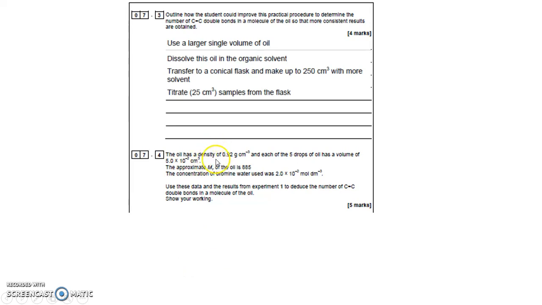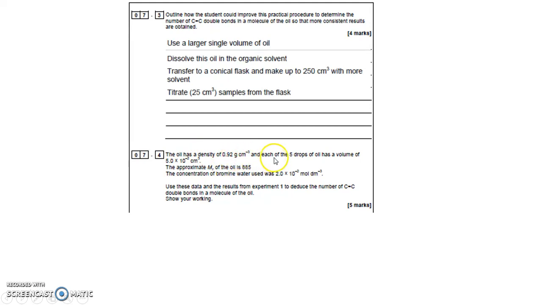However, we have some big clues in here. An oil has a density. That word density, there's only one thing you can do with density. Density is mass divided by volume. That's the only equation you've got for density. We know we're using that equation, so we've not even got to look any further down.